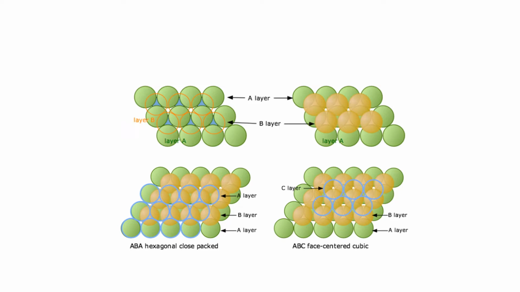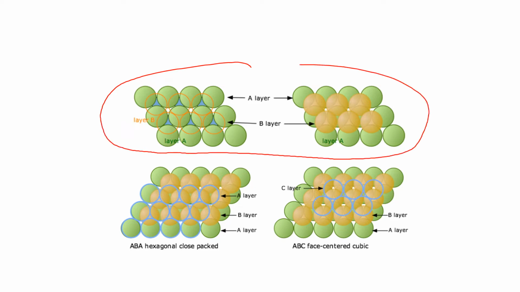Now let us see the three-dimensional arrangement of close packed structures. We already learned the arrangement in a plane. Now we can keep the next layer on the vacant sites of the first layer, that is the B layer. So you can see the arrangement of the B layer shown here. This is layer A and layer B shown.